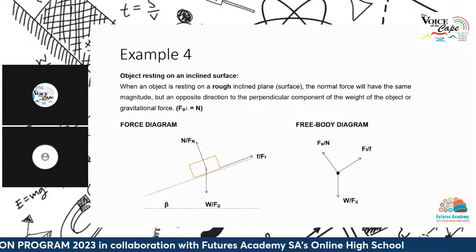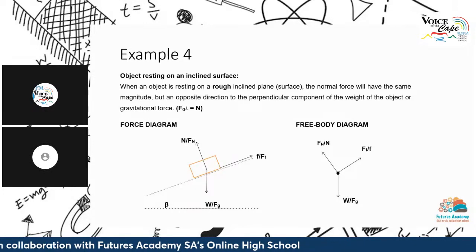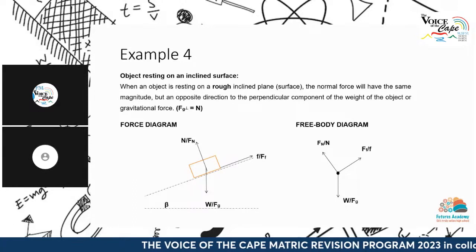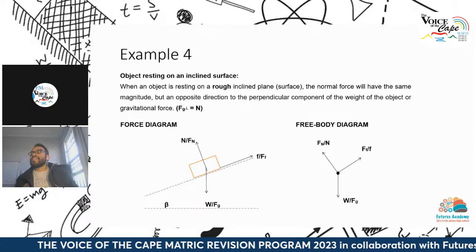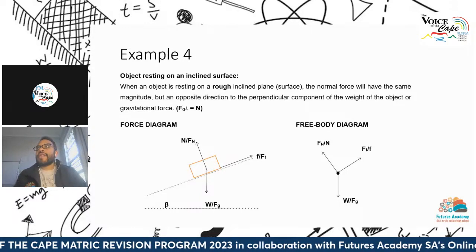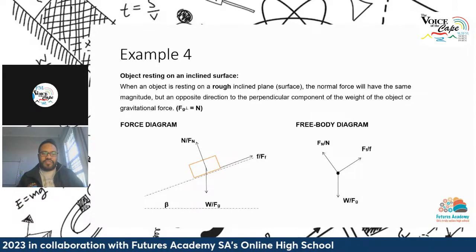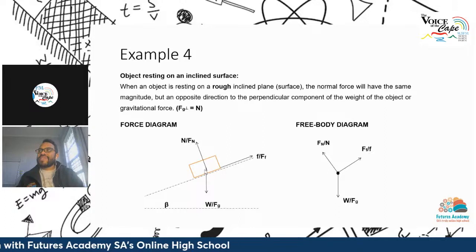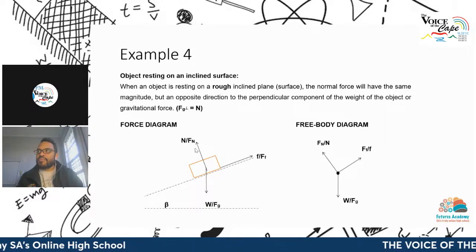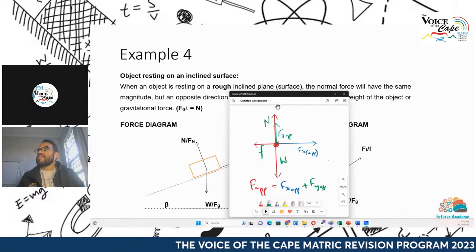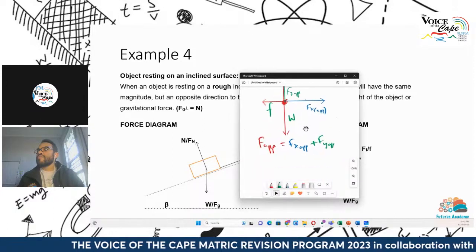Example 4 over here, an object resting on an inclined surface. When an object is resting on a rough inclined surface or an inclined plane, we can see over here the normal force will have the same magnitude, but the opposite direction to the perpendicular component of the weight of the object, the gravitational force. So here we can see once again we have a force diagram over there, and the weight acts directly downward from the center, the normal force acts upward, and what's happening over here is we need to determine what the magnitude of the normal force will be.